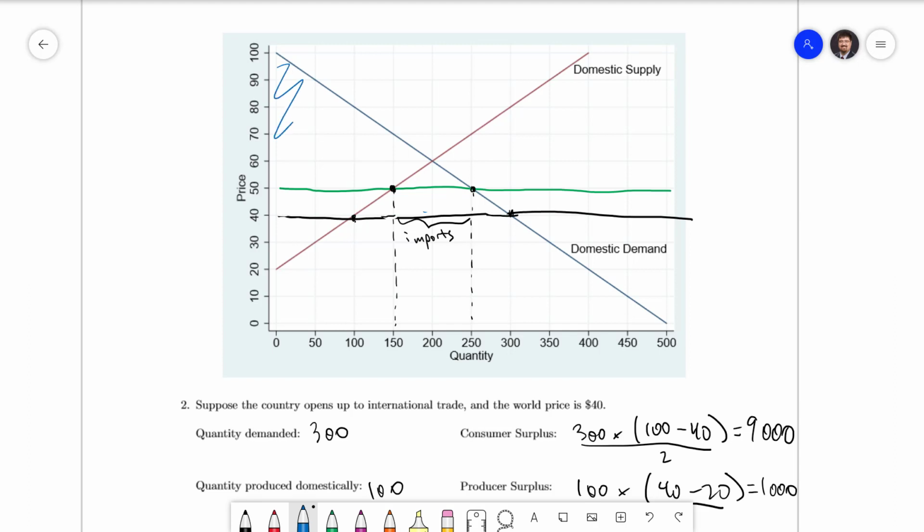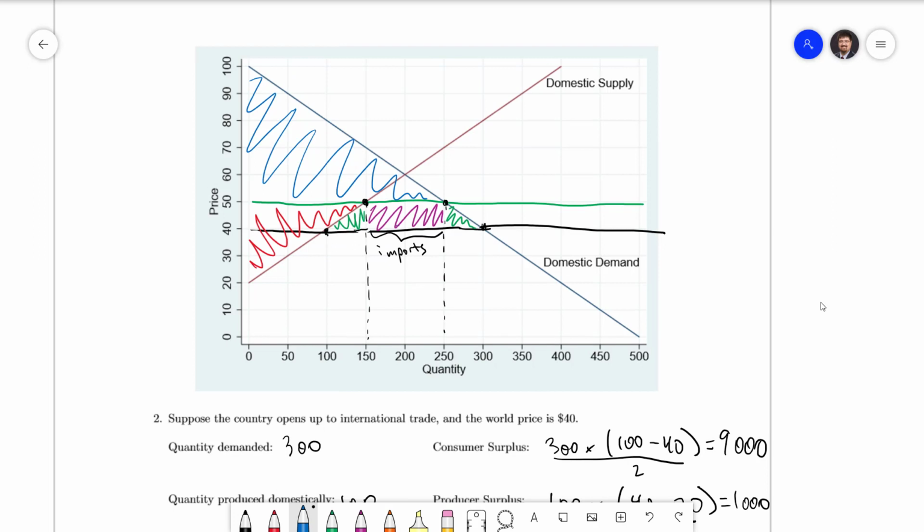The consumer surplus will be this triangle. Producer surplus will be this triangle. The revenue from the tariff is going to be this box in here. And the deadweight loss is going to be the combination of these two small triangles. I'm going to go ahead and calculate these areas right on the graph. Consumer surplus is 250, that's the base, times a height of 100 minus 50, which is 50. Divide that by 2, we get 6,250.